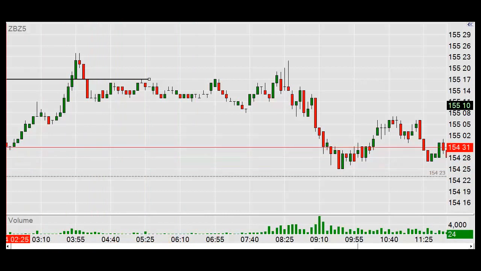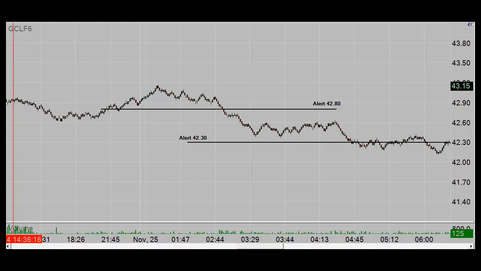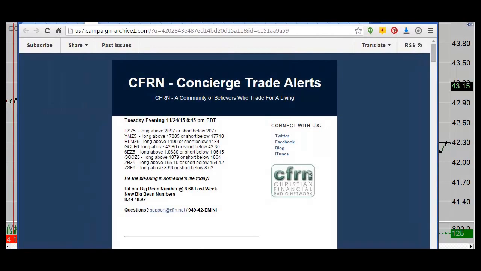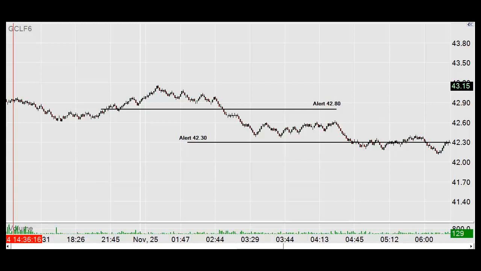So let's take a look at another trade or two. Okay, this is Crude, GCLF6. Let me show you the alert from last night. Bring it up. There we go, GCLF6. Long above 42.80, short below 42.30. It's that same mentality of I'm going to give you the trade in the direction I think it's going, but then I'm also going to give you my best entry in the opposite direction.